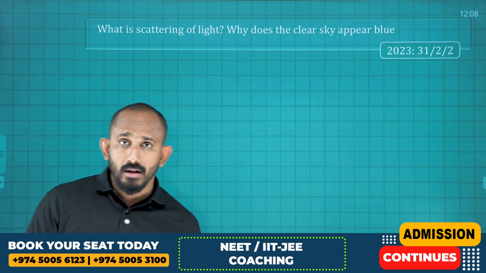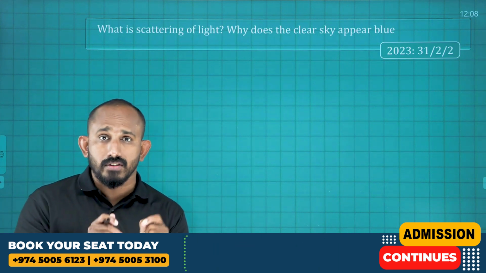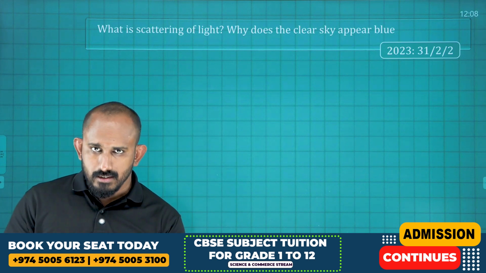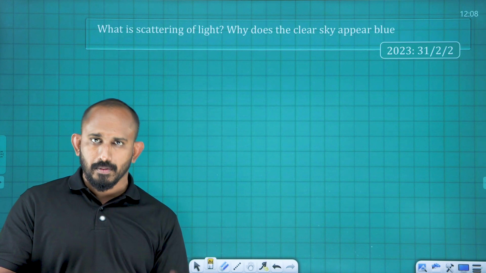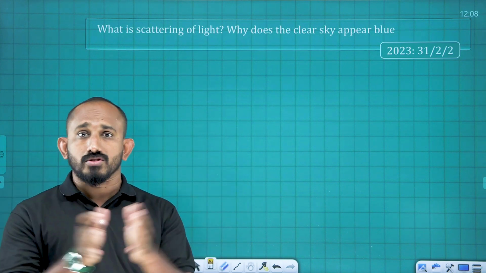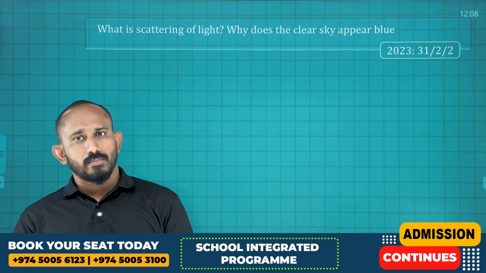Scattering is the spreading or irregular reflection of light rays while interacting with the particles in the atmosphere. So particles like dust, water drops, gas particles. By these particles, if light rays interact, they spread or the irregular reflection happens. That's called scattering.